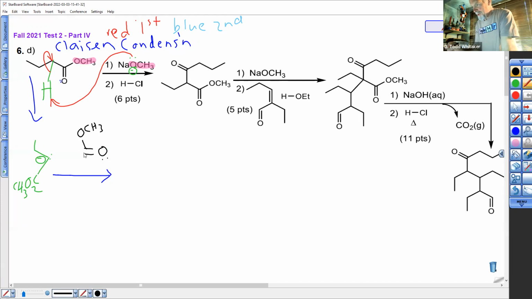Looking ahead, putting a lone pair on there. First step, we attack. Pi breaks and becomes a lone pair. Second step, lone pair comes back. Leaving group leaves. And it's a catalyst leaving group, isn't it? The same leaving group that we started with in step 1.